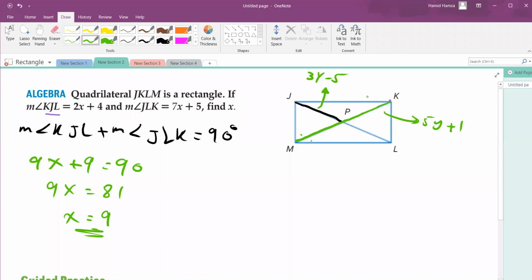But he gave you, and I wanted to make a relation between the green line and the black line. This is the given: the black line, its length is 3y minus 5, and the green line, the whole diagonal, is 5y plus 1. What is the relation between them?